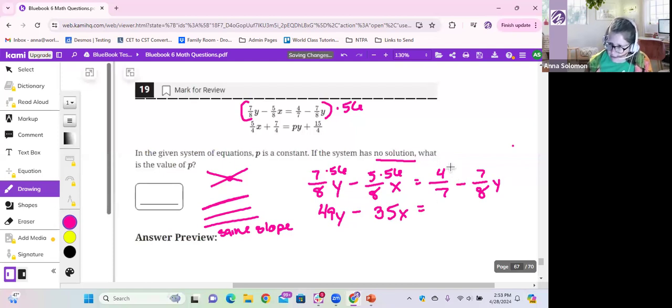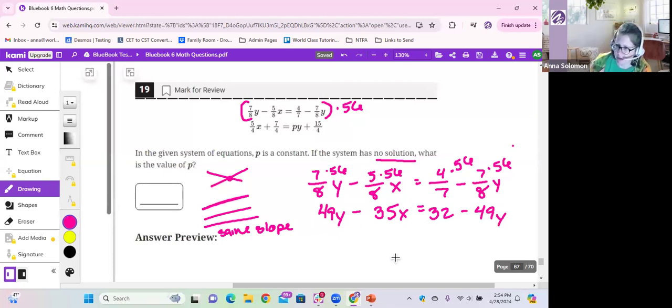Oh, and then these guys also need to be multiplied by 56. So 4 times 56 divided by 7 is 32. And then, do we already have this? Yes, 7 over 8, so we'll call that 49. Now I'm thinking to myself, oh, it would not cancel out because we have minus 49 and plus 49.